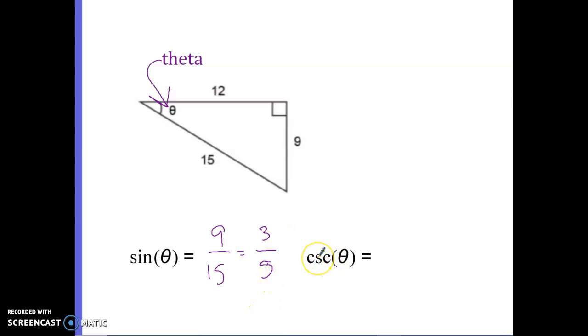Okay, let's do cosecant. So cosecant is the reciprocal of sine. It's basically just sine upside down. So in the numerator, we're going to have hypotenuse, which is 15. And in the denominator, we're going to have opposite, which is 9. And then again, we'll simplify that. Dividing both by 3, I get 5 over 3. So I can see that sine and cosecant are reciprocals of one another. Sine has the 3 on the top and the 5 on the bottom, and cosecant has it the opposite way.